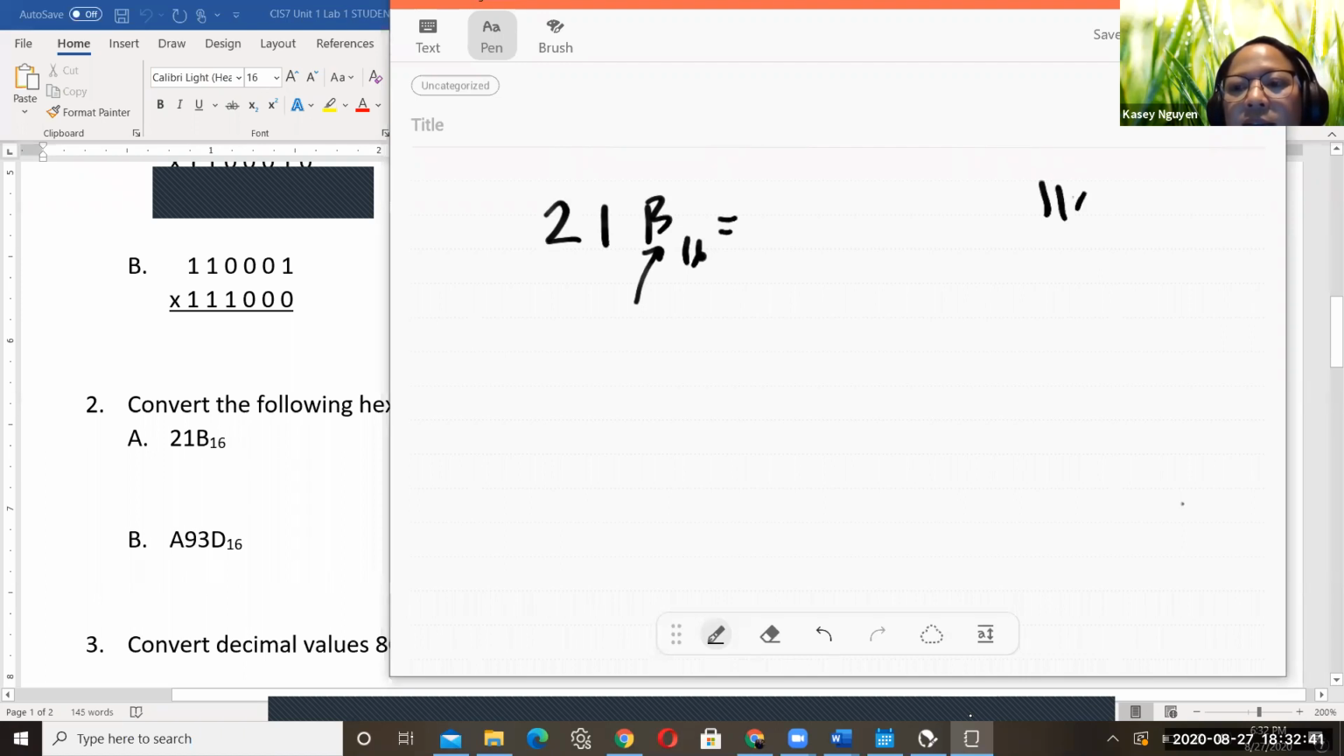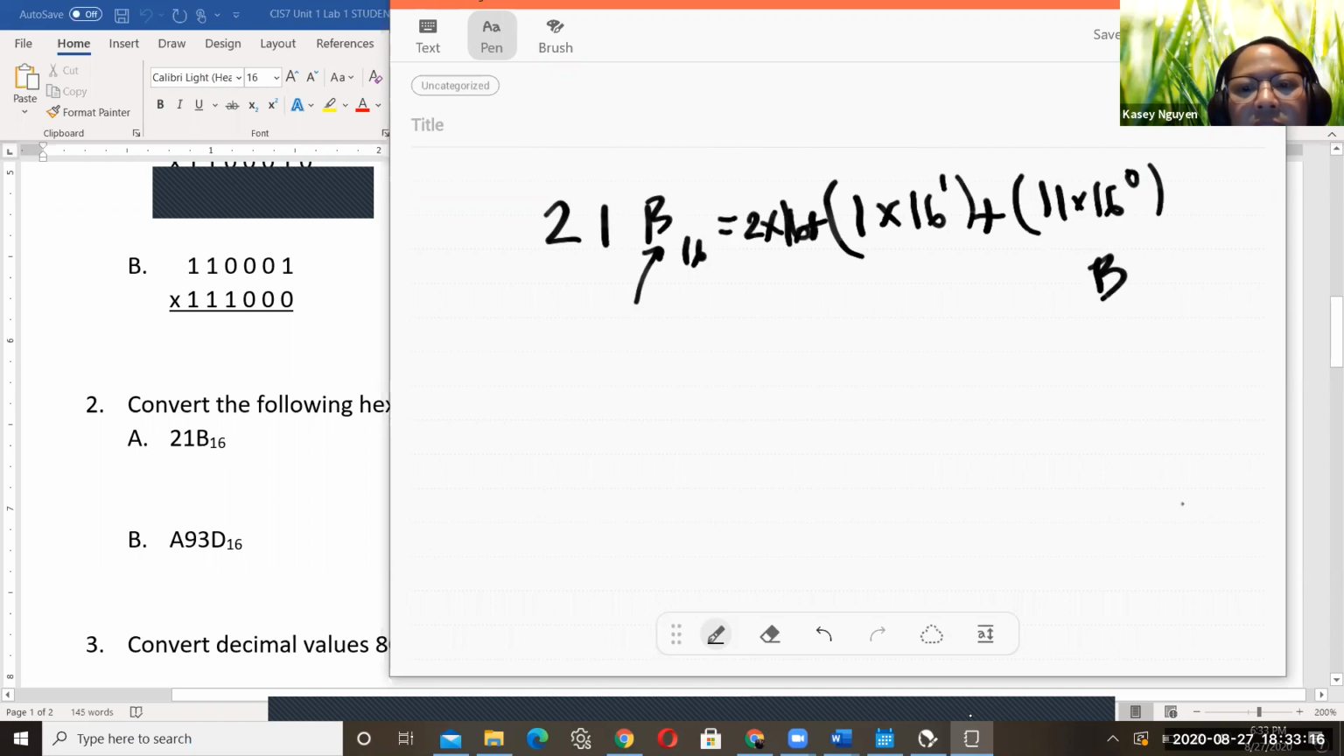times 16 to the 0. That's going to be B. So this is B. Then we're going to add it to the next digit, which is 1. So the next digit, 1, is 1 in decimal. We take 1 and multiply it by 16 to the first. And then we add 2 times 16.